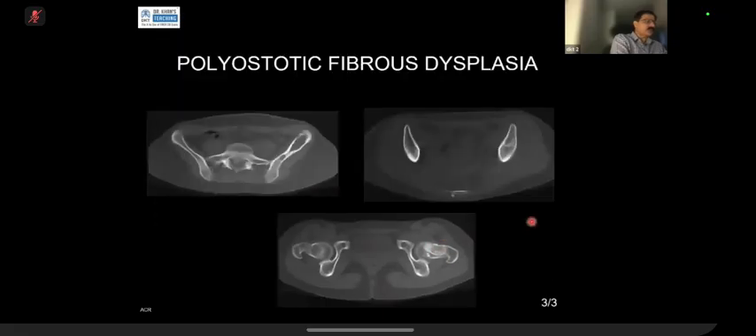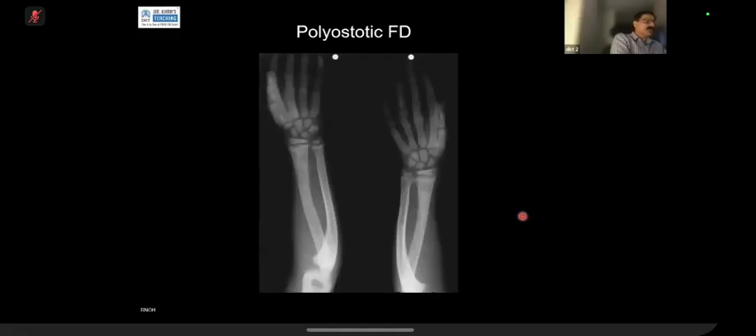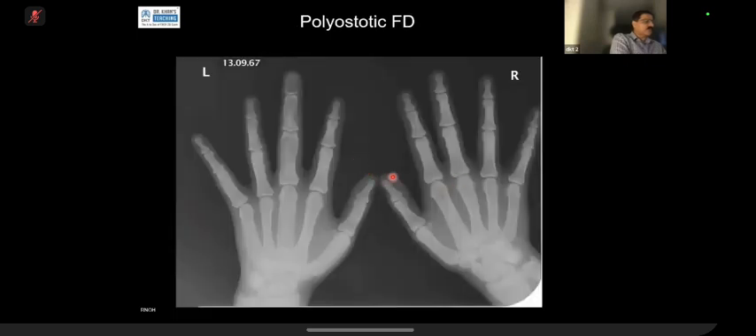Marginal sclerosis here. Now, look at this, another polyostotic fibrous dysplasia. And you can see the whole of the bones. There are patients living in this world who have more than 75% of their skeleton affected by fibrous dysplasia. And look at the same pathology happening everywhere. And this is a case from the Royal National Orthopaedic Hospital archives.